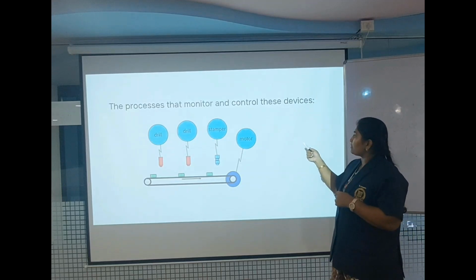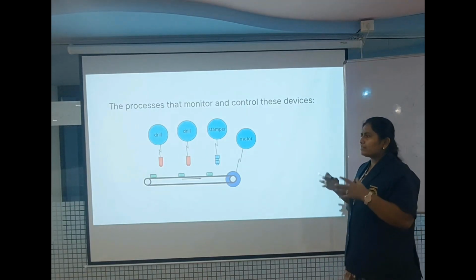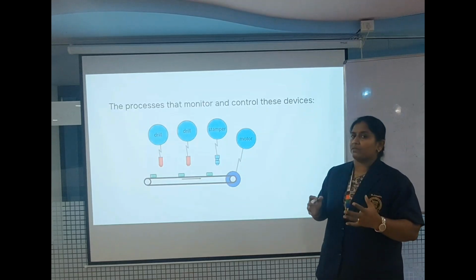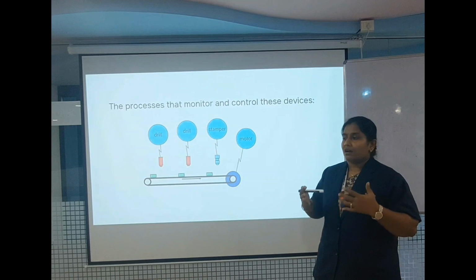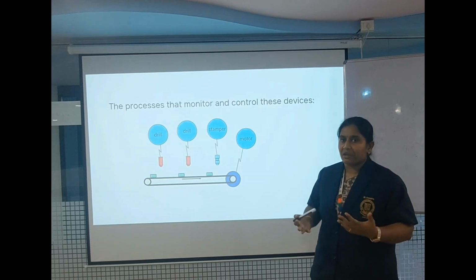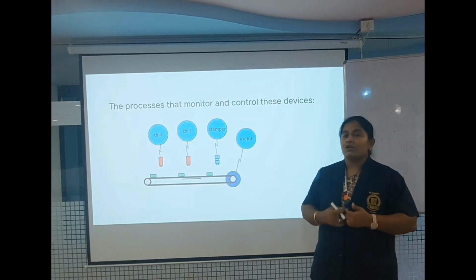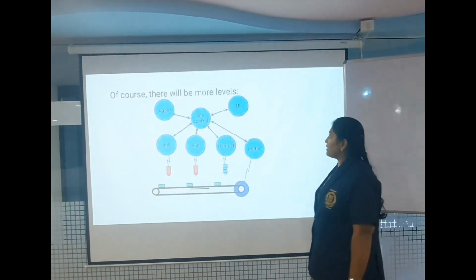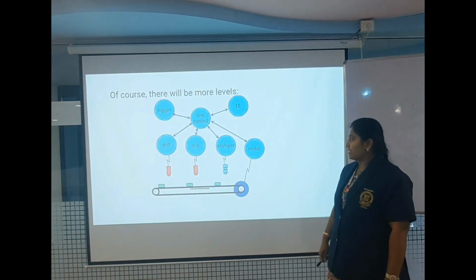So all these, the notation is there, right? The circular or spherical notation indicates the process. So now are these the only processes? Are there only 5 processes in this complex system of managing the entire operations over a conveyor belt? Is it only 4 processes that we will program? No, there are layers of processes. You can see there will be more levels of processes present.